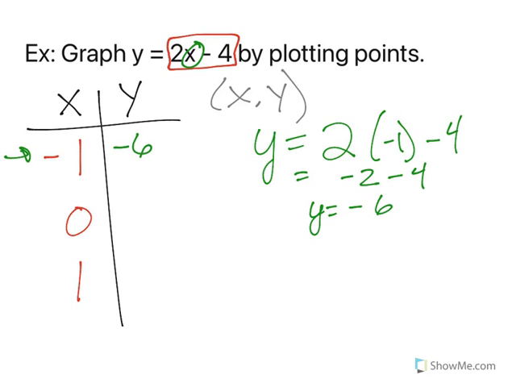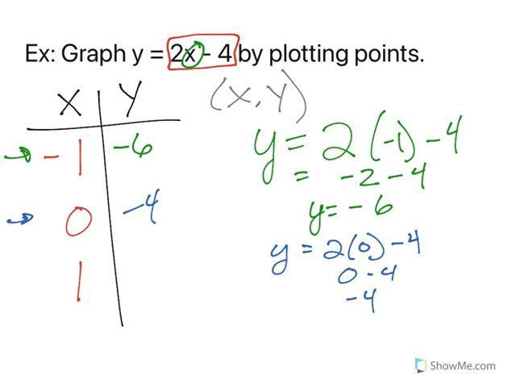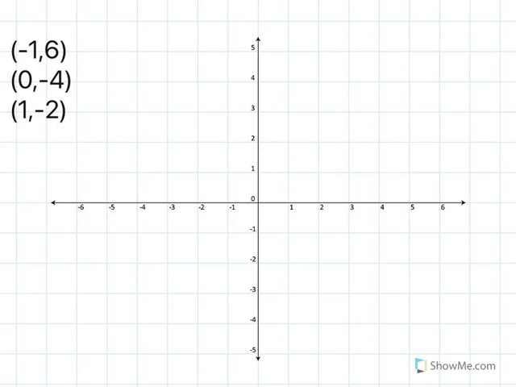And then I do that again for the next one, where X is 0. So I say Y equals 2 times 0 minus 4. Well, what's 2 times 0? 0. 0 minus 4 is negative 4. And then lastly, I do 2 times 1 minus 4, and 2 minus 4 is negative 2. So now I have my 3 ordered pairs: negative 1, negative 6; 0, negative 4; and 1, negative 2. And I put them on my graph.